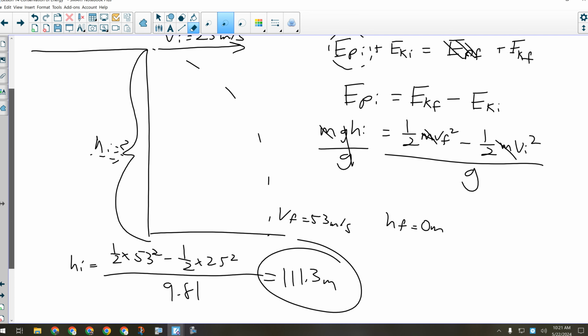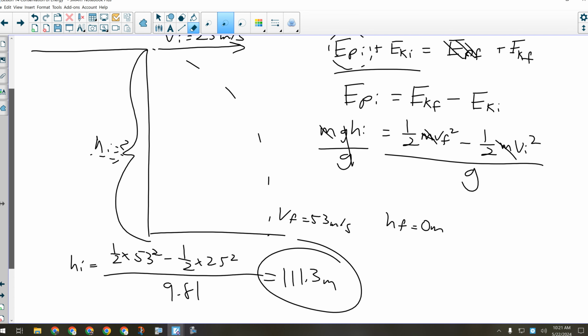Why am I subtracting this? Because I brought it over from this side. On this side here, I was adding EK, and I needed to get EP by itself. So the opposite of add is subtract. That's why I brought it over here. Does that make sense? Any other questions? Don't be afraid to ask, guys, if there are. There are no silly questions here at all.